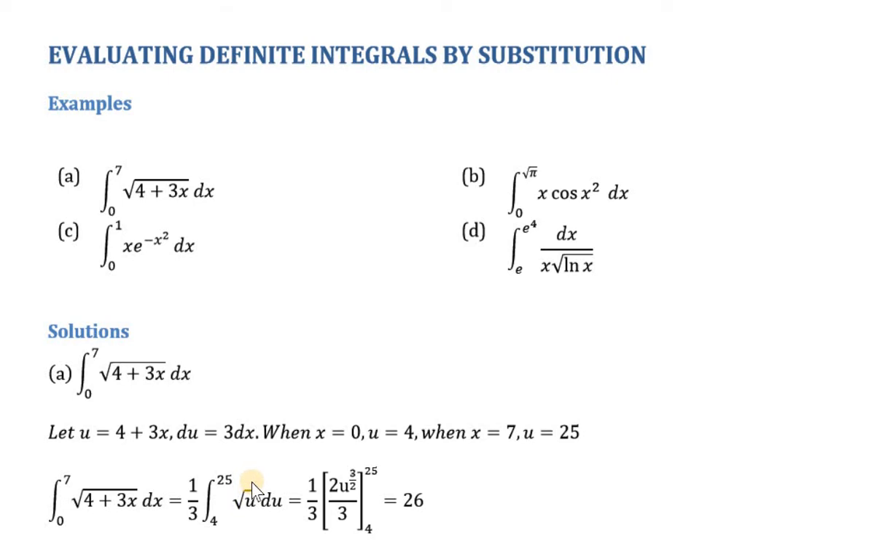Right, and then this is u power half. We integrate u power half, so we have u power half plus 1, which is 3/2 over 3/2. And how do we get the 26? We substitute u with the upper boundary and minus the u substituted with the lower boundary. Substitute u as 4, and accordingly we get the 26. That's how we should do it for a definite integral when we use the technique of substitution.